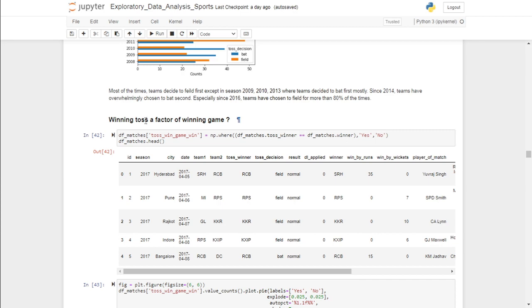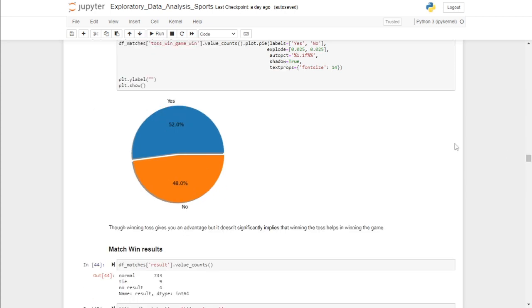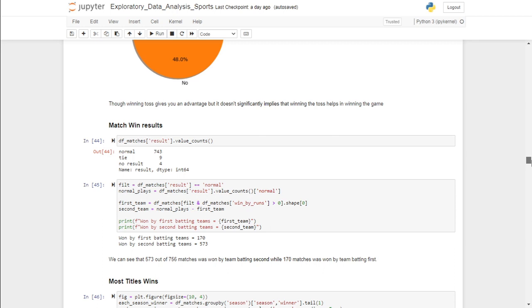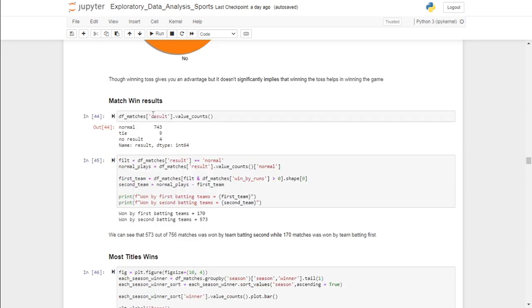Now we are checking whether winning the toss is a factor for winning a game. No, there is a 50-50 probability, so it isn't a factor. And in total IPL up to 2019, there have been 743 normal matches, 9 of them ended in a tie, and 4 got cancelled for some reason. This is why they have no result.